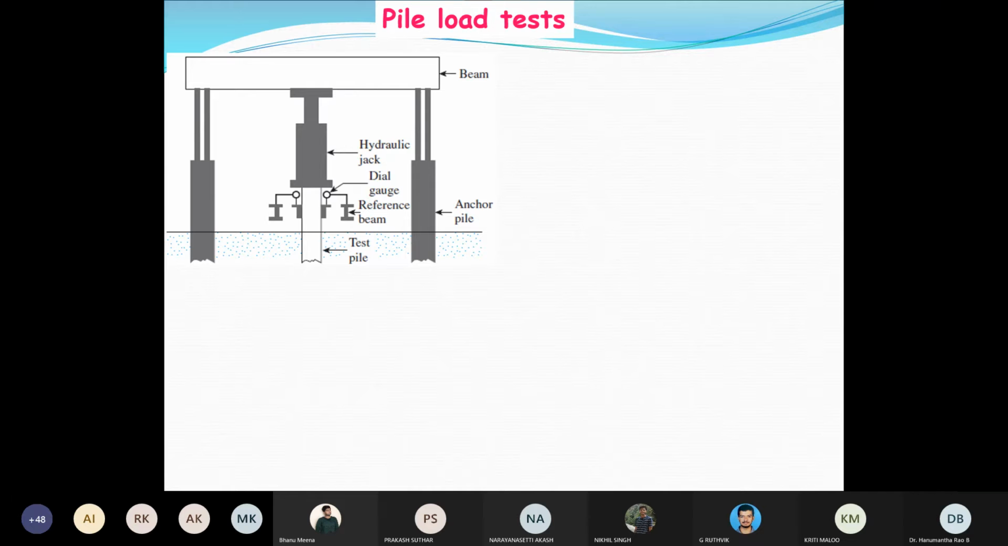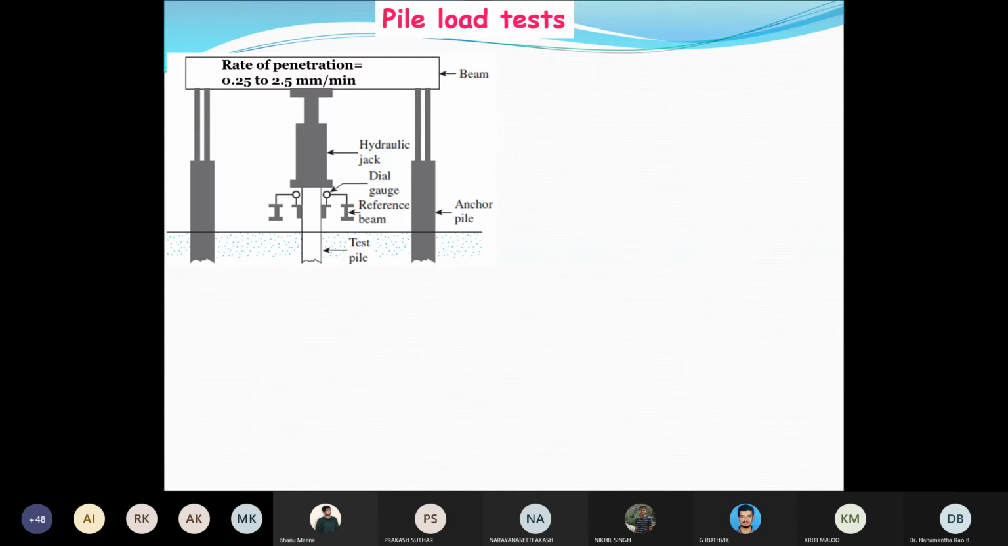Okay, so with the help of the jack, we are applying the load, and with the help of the dial gauges, we are measuring the settlement. Therefore, we are getting a load versus settlement graph, the load versus settlement graph for the pile foundation.